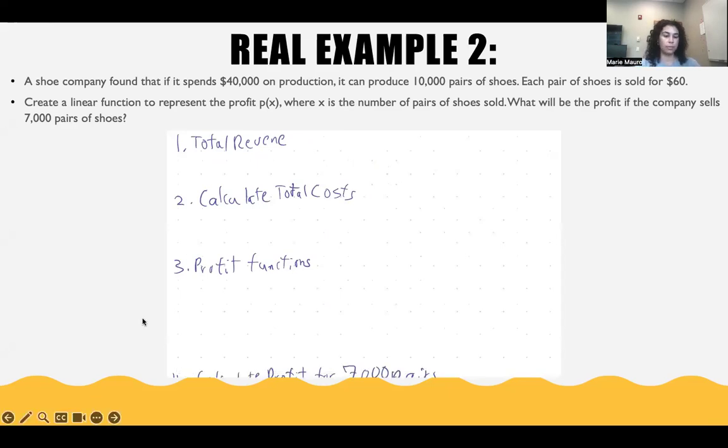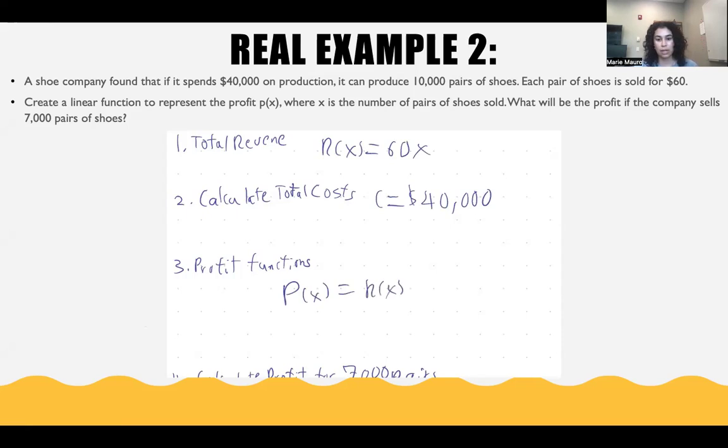So let's go through this problem. Number 1, let's identify what the total revenue function is. So R of x equals 60x. So dependent on how many shoes that we sell. And we're going to figure out the total cost. So we're spending, again, $40,000 on production. That is a cost. And let's put it all together to get the formula that we can use for our linear function. So P of x equals R of x minus the cost.